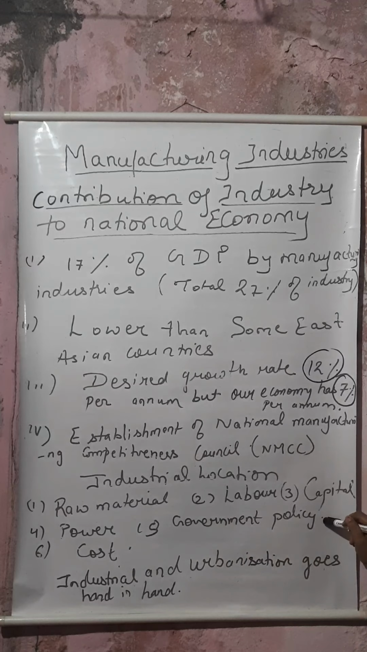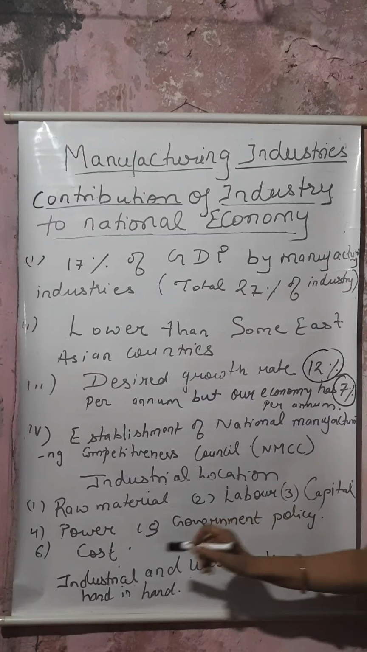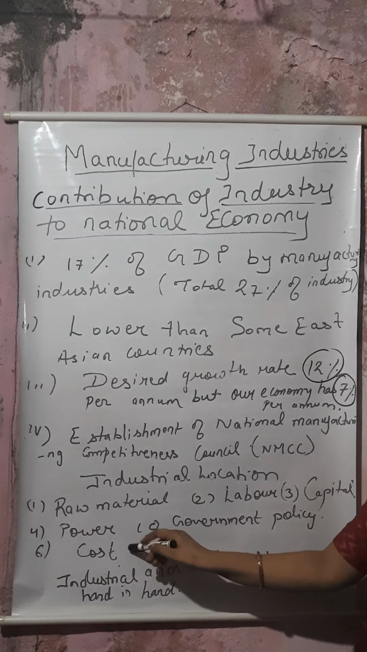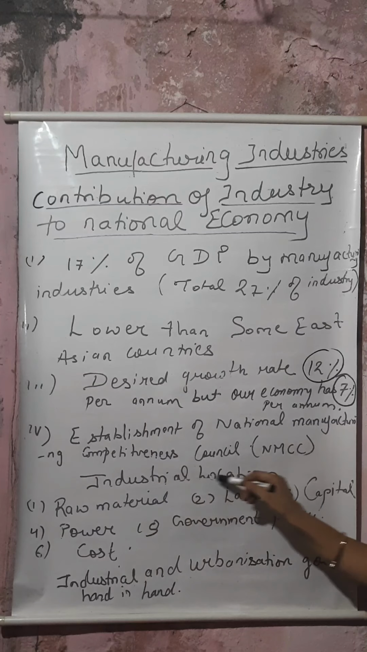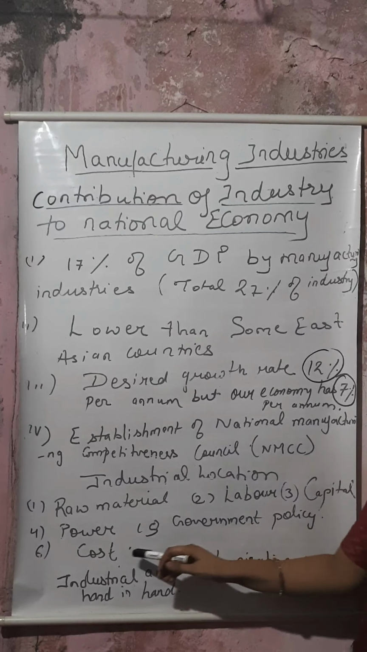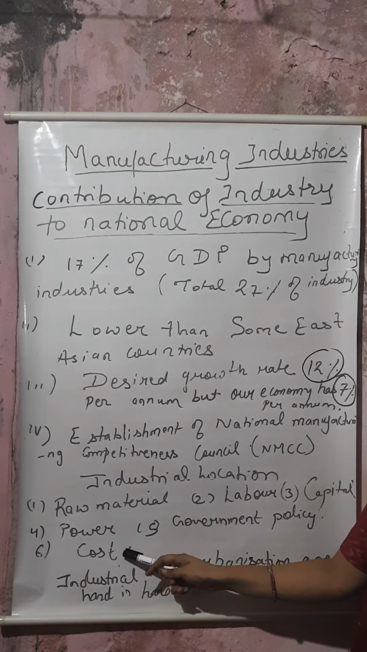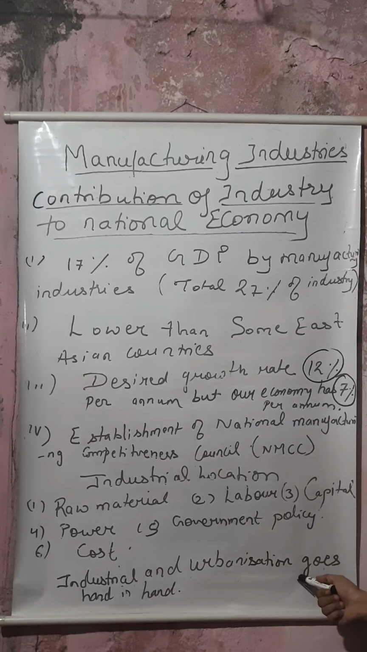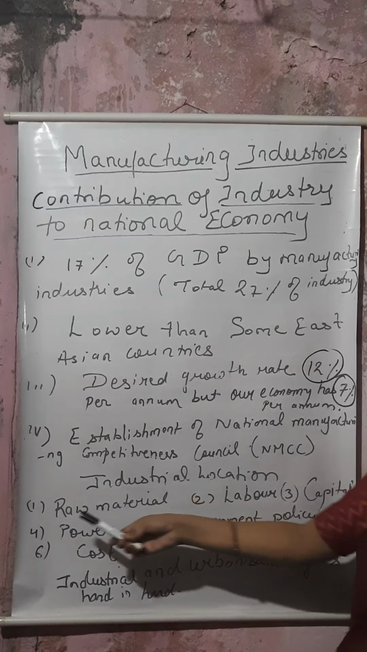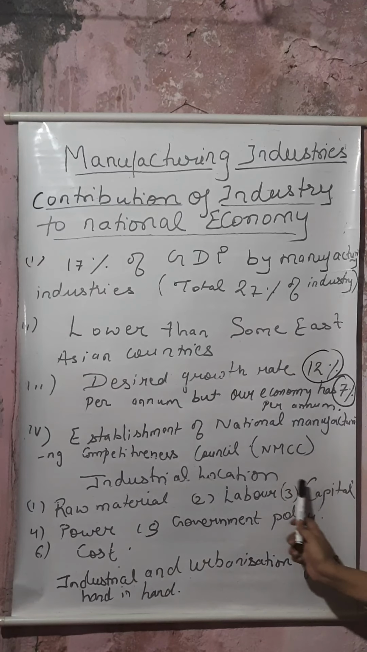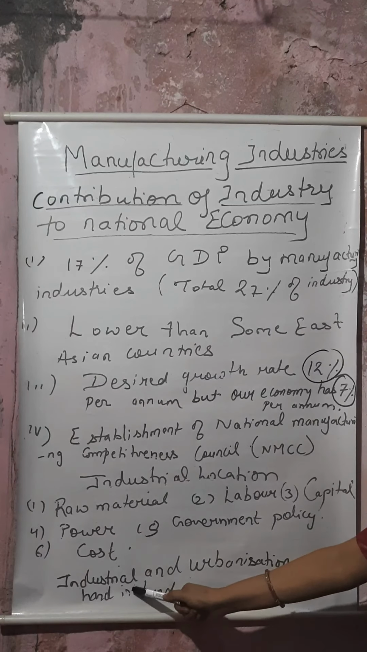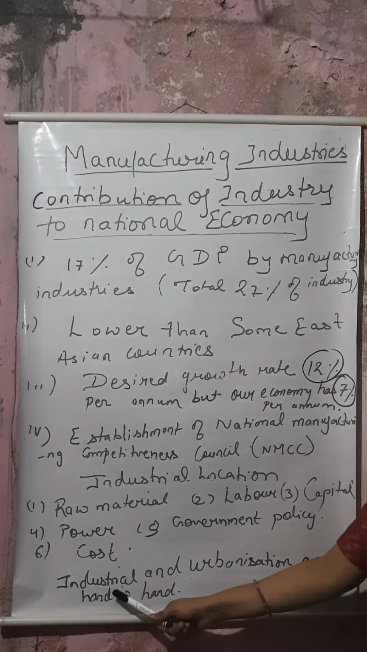Next is government policy, and the last is cost of production. Cost of production is a very important matter for industrial location. When the cost of production is low, they will get more profit. Now the next point is industry and urbanization. These all six points are very necessary for the ideal location of industries. Here I have written that industrialization and urbanization go hand in hand.